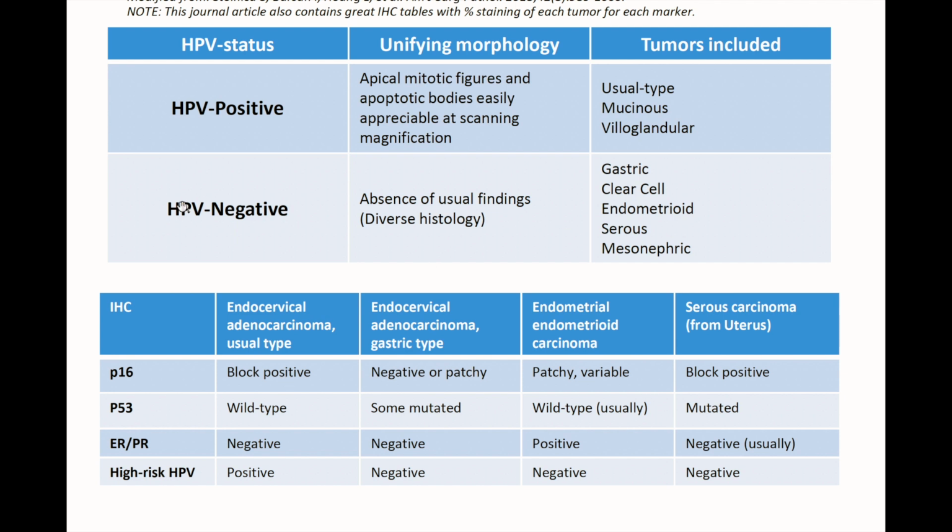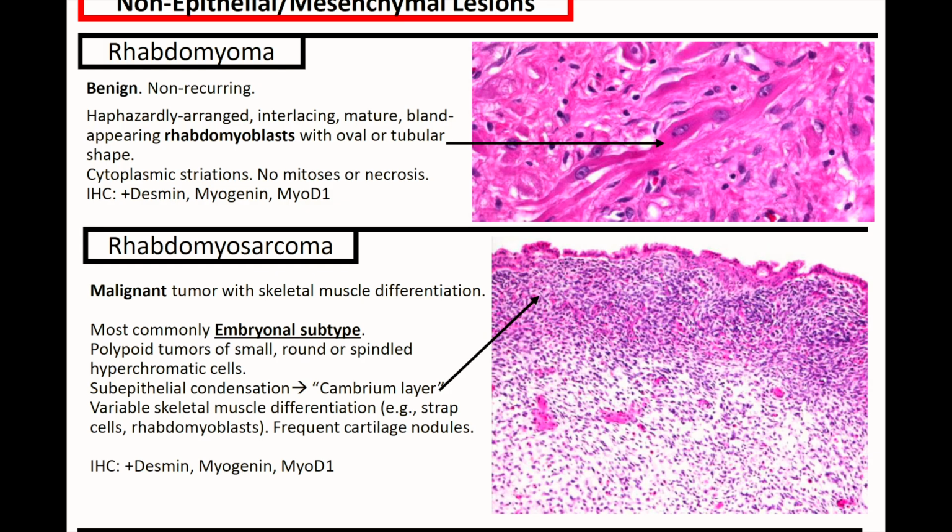And here's another nice little chart. These are great to make flashcards from or just for a quick review. They're just going to go over the various IHC expressions for endocervical adenocarcinoma usual type, gastric type, and then endometrioid carcinoma, as well as serous carcinoma from the cervix, or from the uterus, I apologize. So review those on your own, and be sure to refer to this if you have a case where you need to look that up.